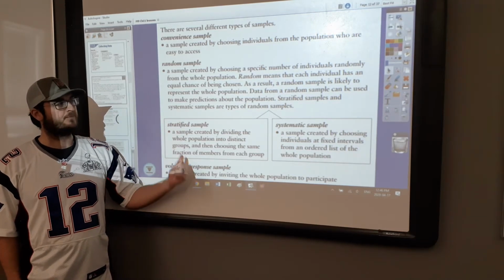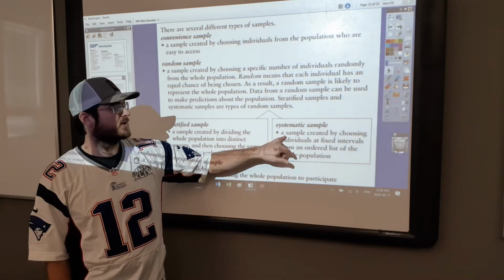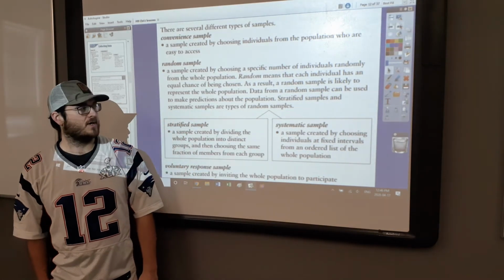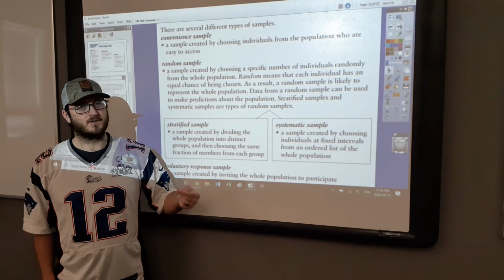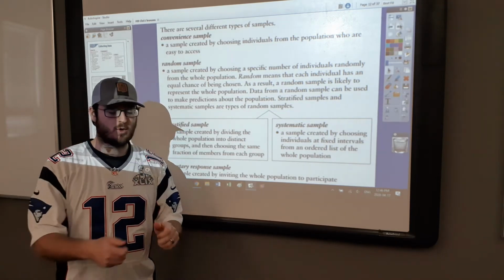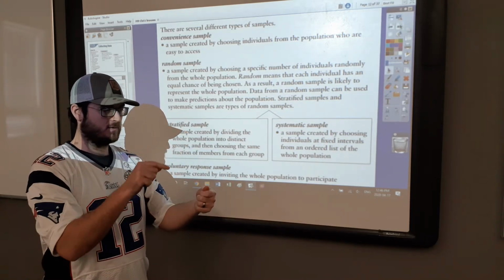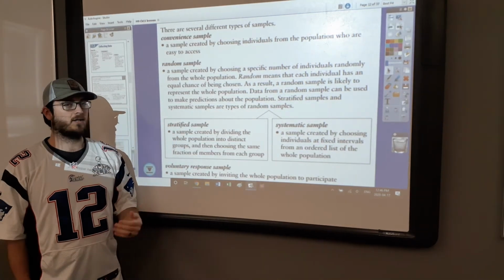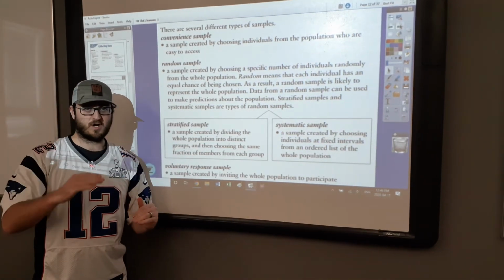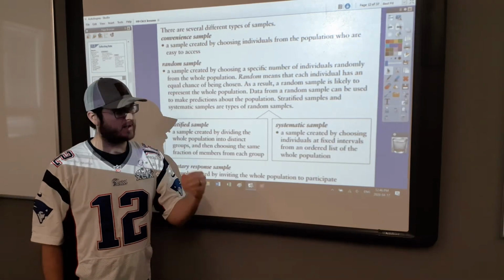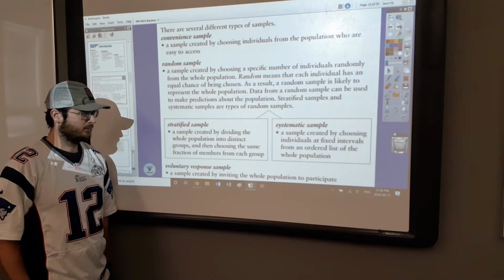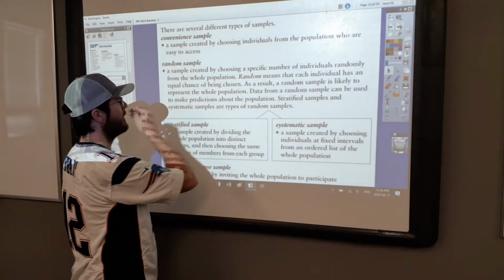Okay? Systematic: a sample created by choosing individuals at fixed intervals from an ordered list. Systematic, coming from a list. So just opening up the church directory and calling every 5th name or something like that, that would be systematic. If you have a whole list of students and you just pick every other one, systematic, because you're picking it off of a list of people, so it's random in that way. Okay, both of these are random.